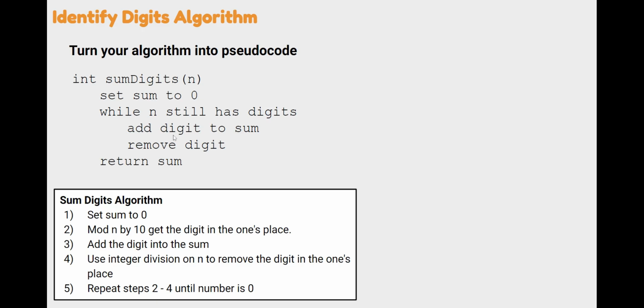We're going to get that digit in the ones place and add it to the sum, and then we're going to remove the digit from the ones place. And then we're going to do that for every single number, and then after the while loop, then we can return the sum. We cannot return inside the loop here. We need to wait until we popped off every single number and added it into the sum.